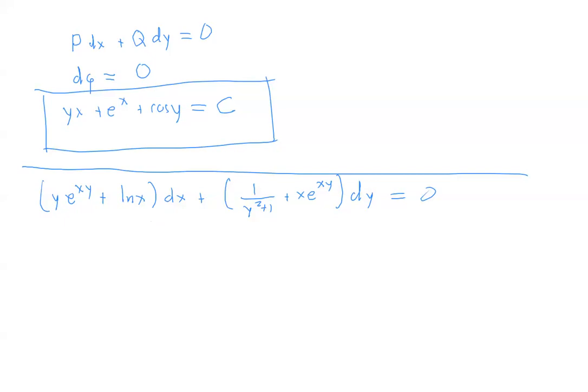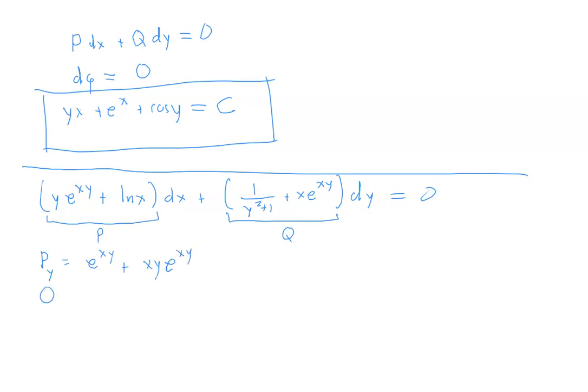Why isn't it linear? You have that y squared plus 1. That necessarily shreds any hope of having a linear equation here. So we hope that it's exact, and we're going to find out once we check the compatibility condition. So we call this P and this Q. And what is the derivative of P with respect to Y? It's going to be e to the xy plus xy e to the xy.